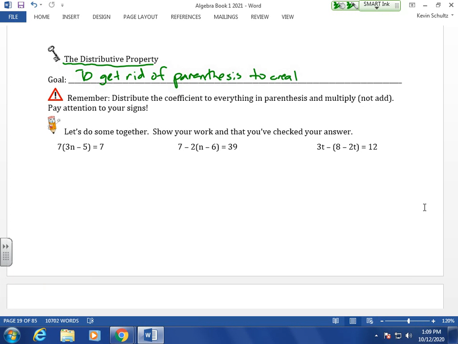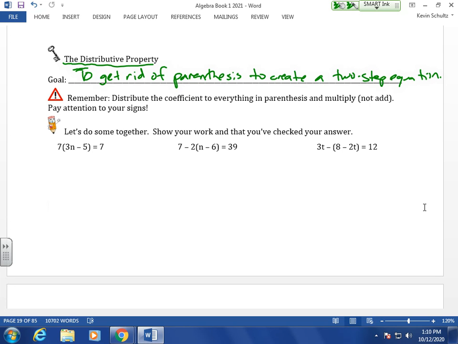The goal is to get rid of parentheses to create for ourselves a two-step equation. To get rid of parentheses to create a two-step equation.